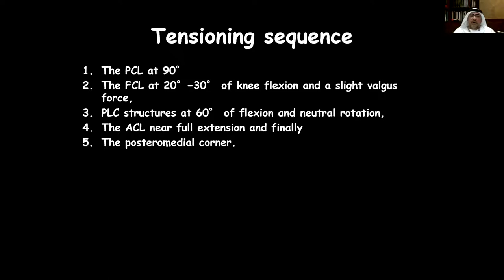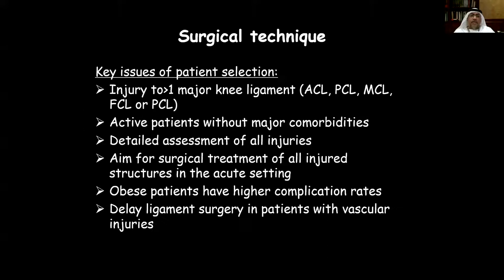Then we come to the ACL, which is near full extension. I usually do it around 20 degrees short of full extension. And then at the end, we go to the posterior medial corner. So these sequences secure for you the proper tightening and sequence of fixation and give you the result you're looking for.